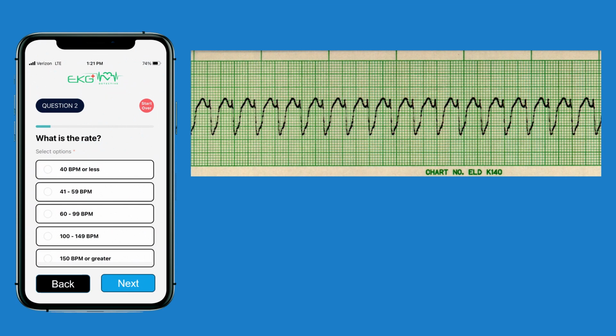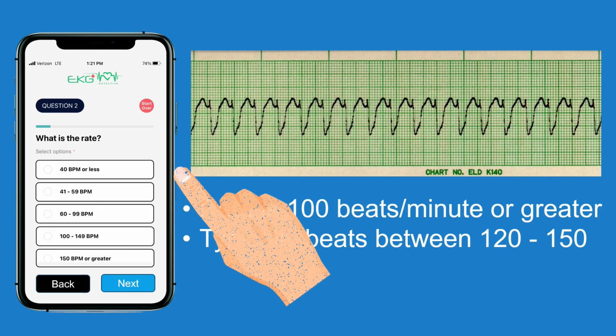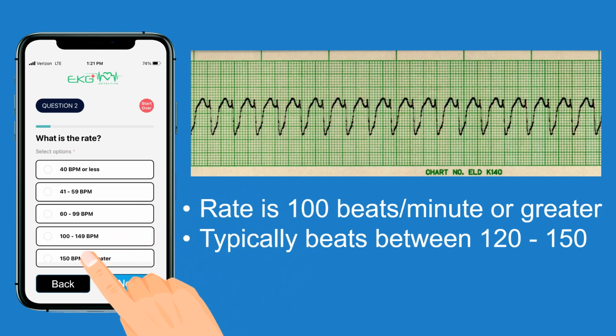The next question the app is going to be asking us is what the ventricular rate is. Ventricular tachycardias are going to beat at least 100 beats per minute or greater. Typically, it's going to beat between 120 to 150 beats per minute. Our example that we're looking at is beating at about 170 beats. So we will go to the app, we will select 150 beats or greater, and then we'll hit next to go to the next screen.